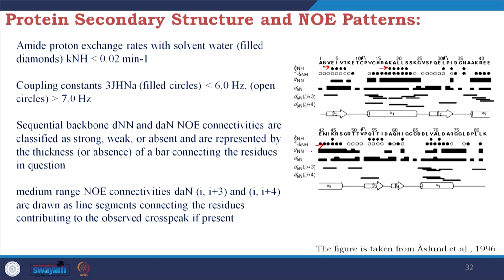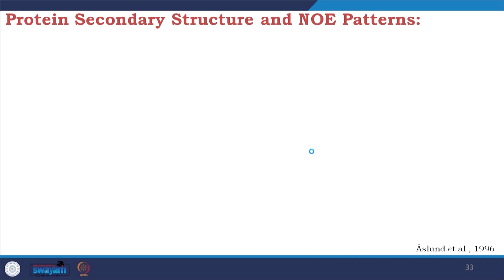Medium range NOE connectivities dαN i to i plus 3 and i to i plus 4 are drawn as line segments connecting the residues contributing to the observed cross peak, if present. So you will see that the lines between residues are showing the connectivity.